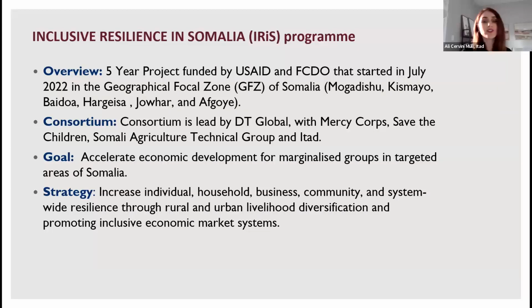The goal of IRiS is to accelerate economic development for marginalized groups using a market systems development approach. And IRiS's strategy is to increase individual, household, business, community, and system-wide resilience through rural and urban livelihood diversification and promoting inclusive economic market systems. Next slide.